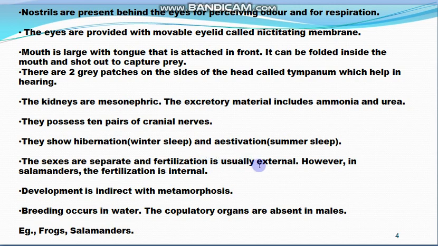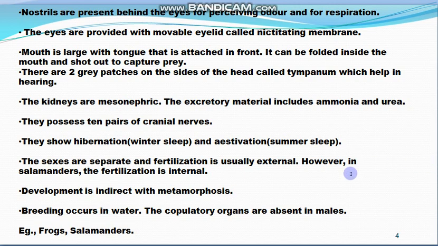And the sexes in amphibians are separate, male and female animals, and fertilization is usually external in water. However, in salamanders, which are also amphibians, the fertilization is internal, and development is indirect with metamorphosis. It means the fertilization is external in most cases, but in salamanders fertilization is internal, but development is indirect, meaning a larva is formed, and the larva is a tadpole larva, which metamorphoses to form the adult form.